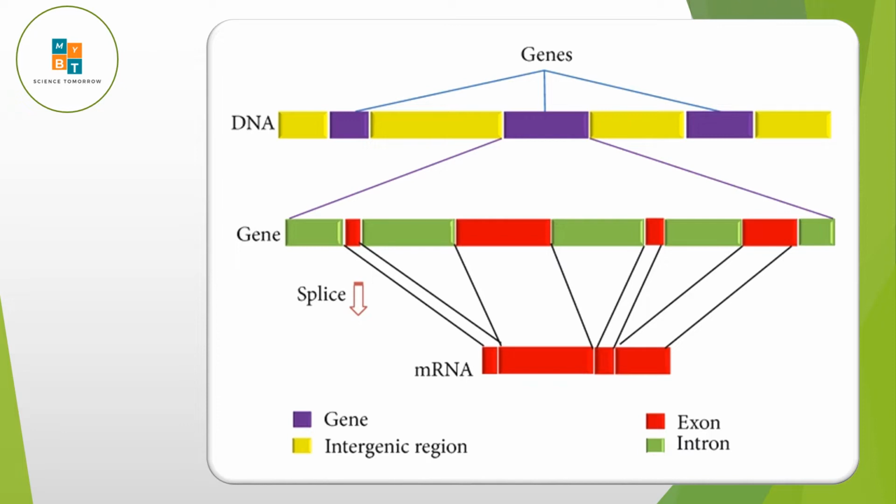In a gene, there are areas which do not come into the mRNA. These are not transcribed to mRNA. These are called introns. These green colored areas are introns. And the red colored areas, which do come into the mRNA, you call exons. These are the real sequence of DNA which gives you the specific characteristics.